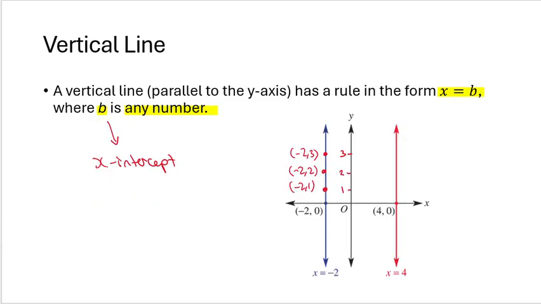And then you've got vertical lines. It's parallel to the y-axis. It has the rule x equals b, and the b value is the x-intercept or the x value in a coordinate. Okay.